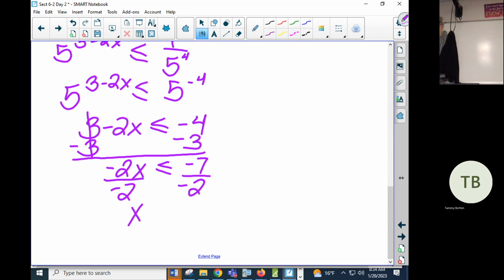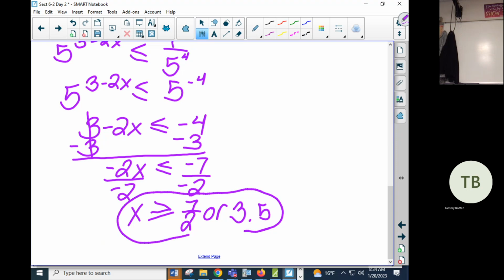And when you divide by a negative, what do you have to remember? You have to change the sign. And -7 over -2, the negatives cancel, and you could write this as 7/2. Or if you just went on your calculator and went -7 divided by -2, it's 3.5. And either way is fine to do. Okay.